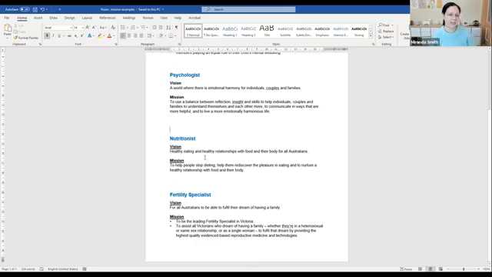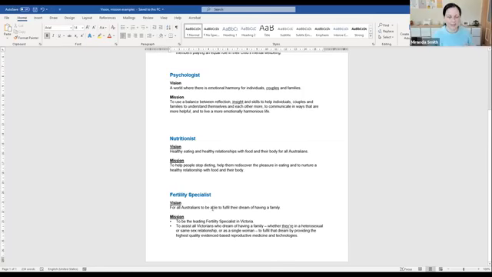So next, just another example of a nutritionist. Their vision is healthy eating and healthy relationships with food and their body for all Australians. And how are they going to take positive steps towards that? Well, their mission is to help people stop dieting, help them discover the pleasure in eating, and to nurture a healthy relationship with food and their body.